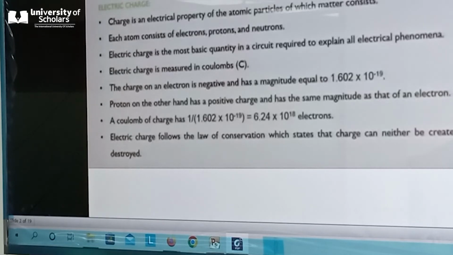So 1 by that value, that coulomb of charge, 1.602 into 10 to the power minus 19. So if you invert this, you will get the number of electrons present in 1 coulomb of charge, which is around 6.24 into 10 to the power 18 electrons. Now the electric charge follows the law of conservation, which states that charge can neither be created nor be destroyed.